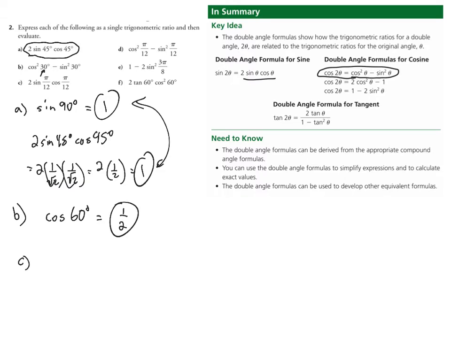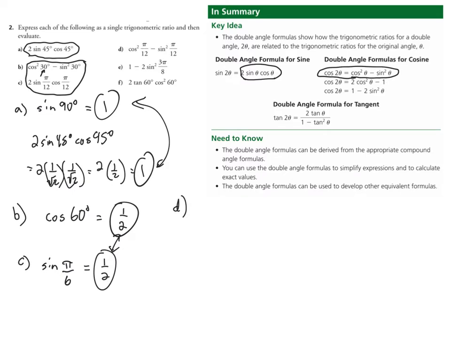Part C. 2 sine theta cos theta. That's this one right here. So it's just going to be sine of 2 times theta. So it's pi by 6. 2 times pi by 12 is pi by 6. And the sine of pi by 6 is 1/2 as well. That's cool. So these are actually equivalent.